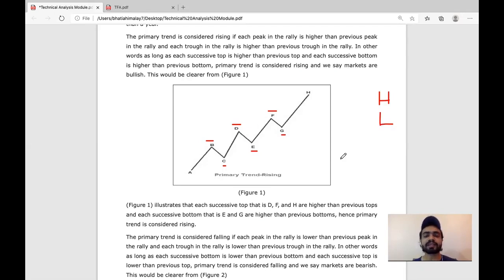Now, if I analyze this figure even further, I will see that point F is higher than point D and point D is higher than point B. That means the market is making higher highs. Also, if I look at the lows, the same pattern is repeated. G is higher than E and E is higher than C. That means the market is making higher lows as well. So if I put this in a statement, the market is making higher highs and higher lows, and if I give the statement a market term, this is nothing but your bullish trend in the market.